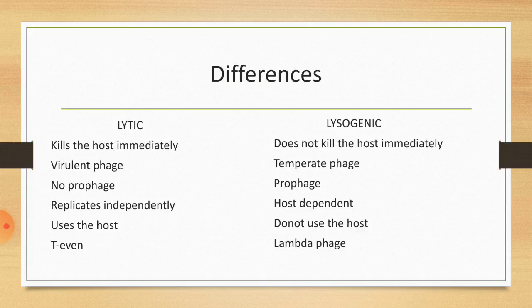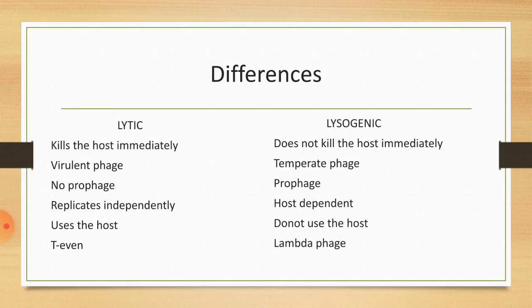If you come across the major differences between the lytic and lysogenic life cycles, they are like this. In the lytic life cycle, the virus kills the host immediately, that means soon after the life cycle. In the case of lysogenic, the virus does not kill the host immediately. For some time, they maintain a good relation with the host. The host is not immediately killed.